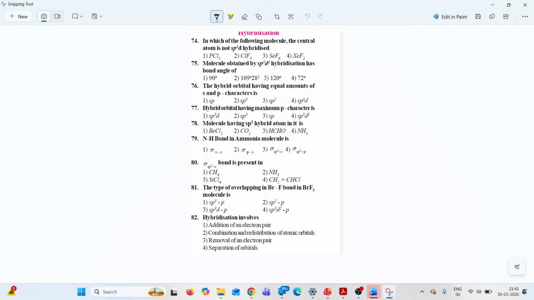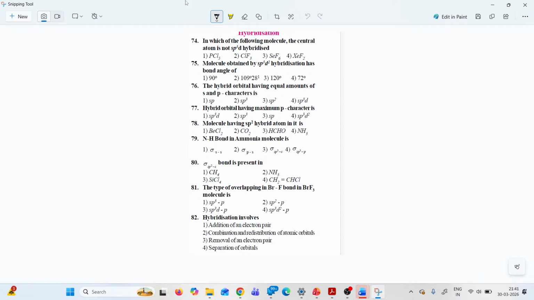Hello students, today we are going to discuss some questions related to hybridization. There are simple tricks for finding the hybridization of the central element, and we are going to discuss them in detail.